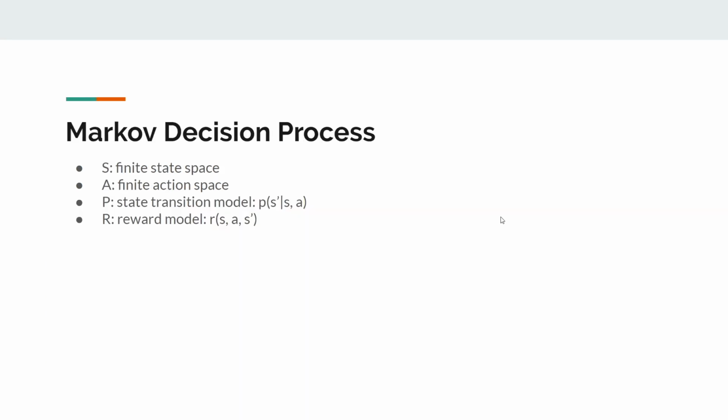Let's see how reinforcement learning models this decision process, which is the Markov decision process. In the Markov decision process, we basically have a finite state space, a finite action space, and the state transition model, which models the probability of going to the next state given the current state and an action. And also a reward model, which gives the value of a reward. If an agent takes an action, it goes from the current state S to the next state S prime.